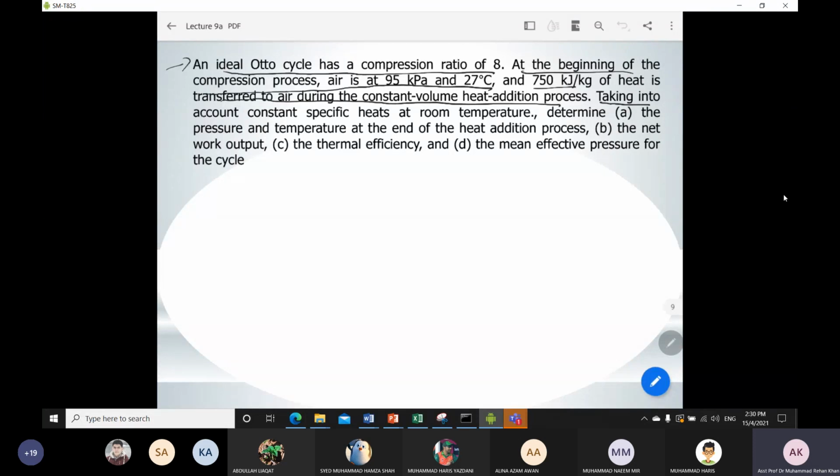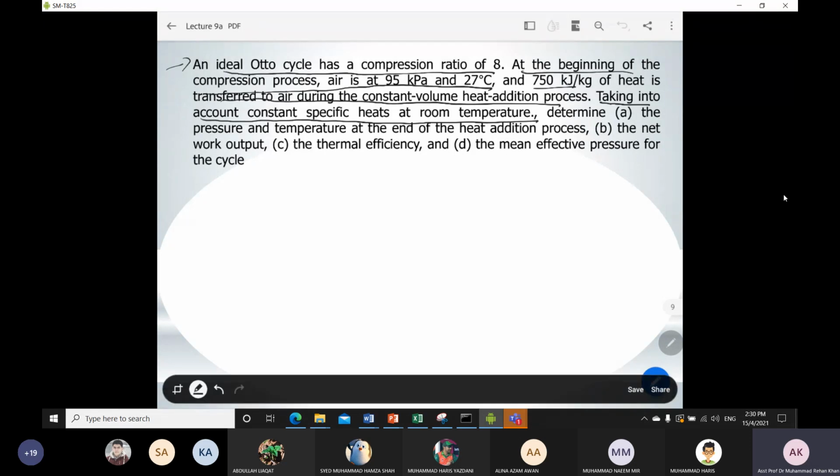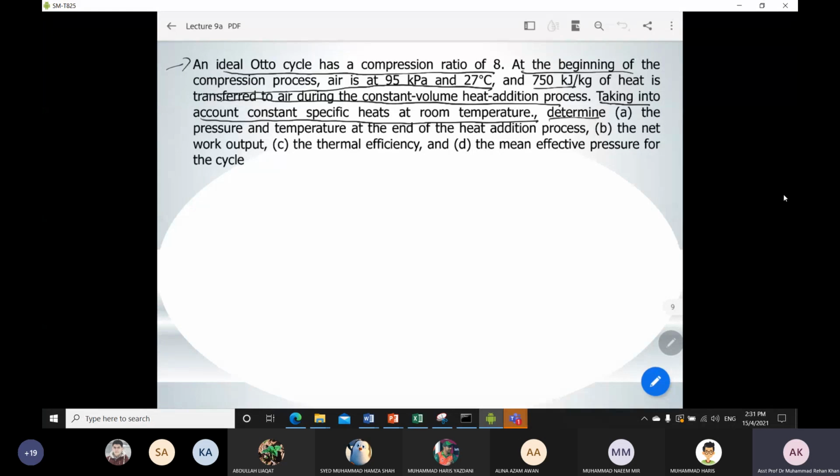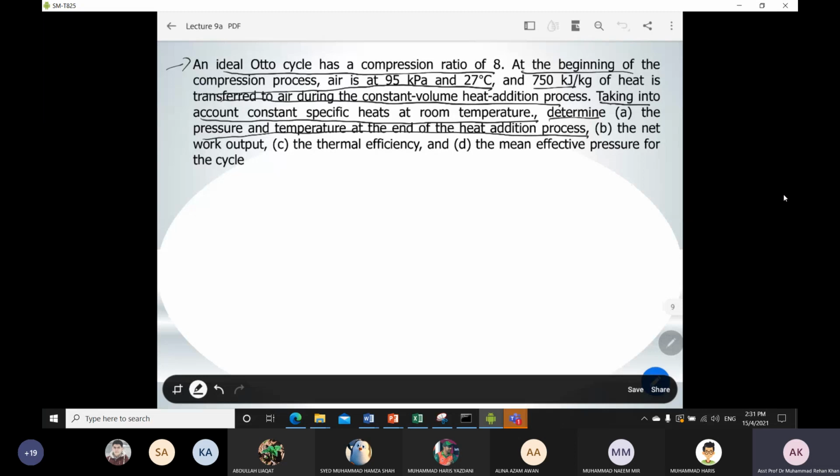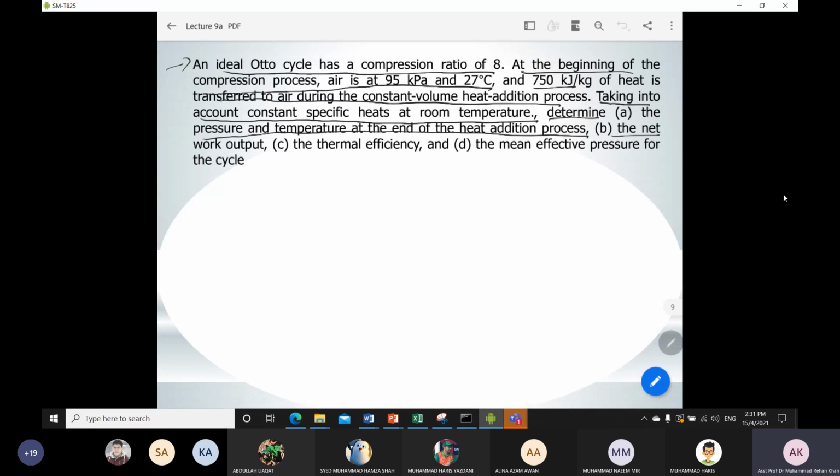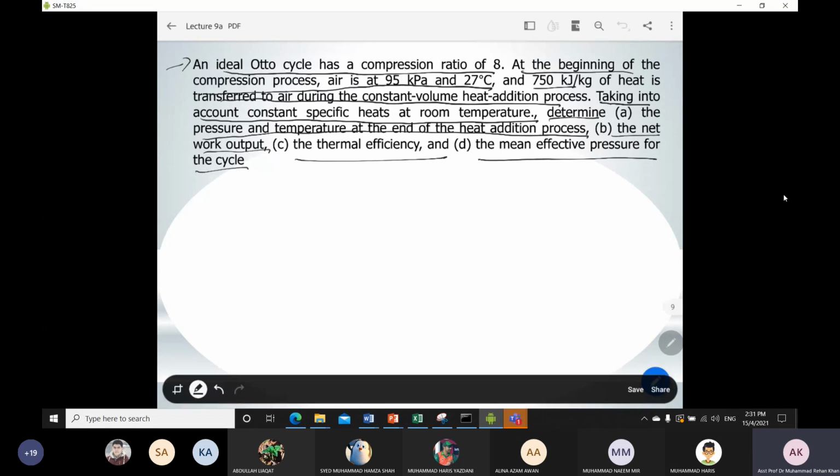So now the assumption is constant specific heat at room temperature. So it is different from the previous one where we had to use the variable specific heat assumption. We have to determine the pressure and temperature at the end of the heat addition process. So again we have to find your maximum temperature and pressure, because at the end of the heat addition process both temperature and pressure become maximum, and the net work output, thermal efficiency of the cycle, and the mean effective pressure for the cycle. So these things we have to find out using the constant specific heat assumption. So now we will see how to solve it.